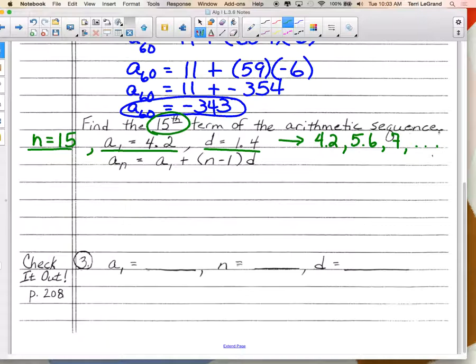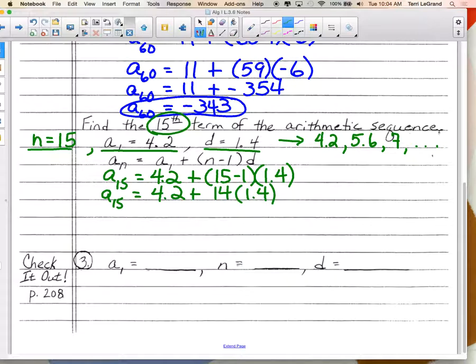That's all we need. A sub 15 should be equal to 4 and 2/10 plus 15 take away 1 times our common difference of 1.4. So in other words, instead of adding 1.4 14 times to the first term, we can take a shortcut to get there. What is 14 times 1 and 4/10? 15.4.